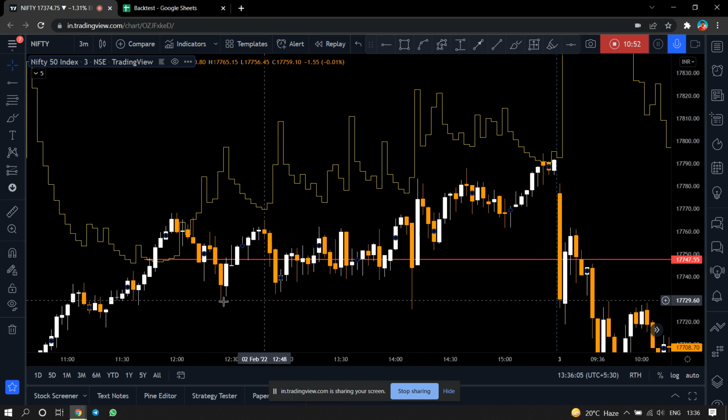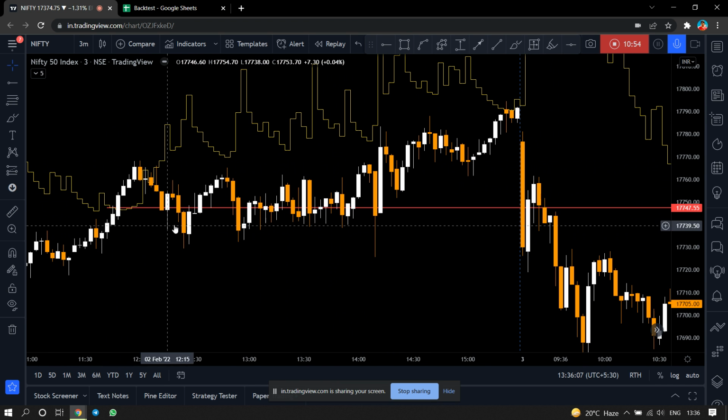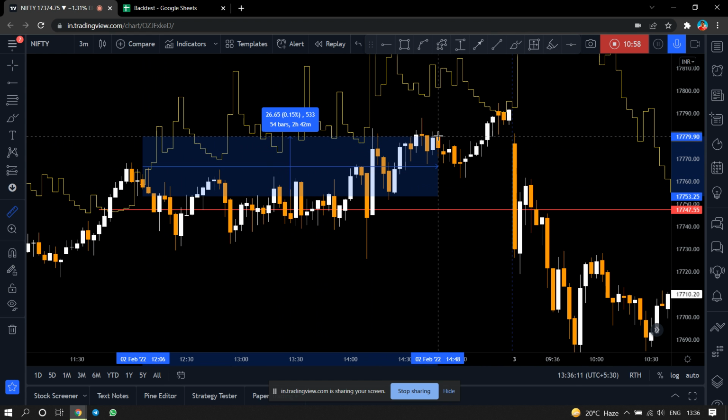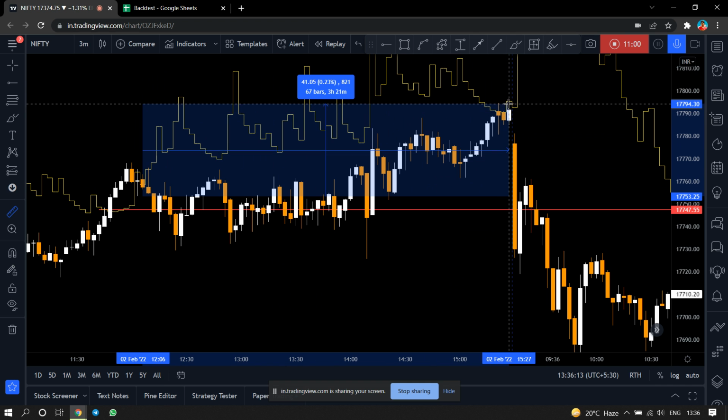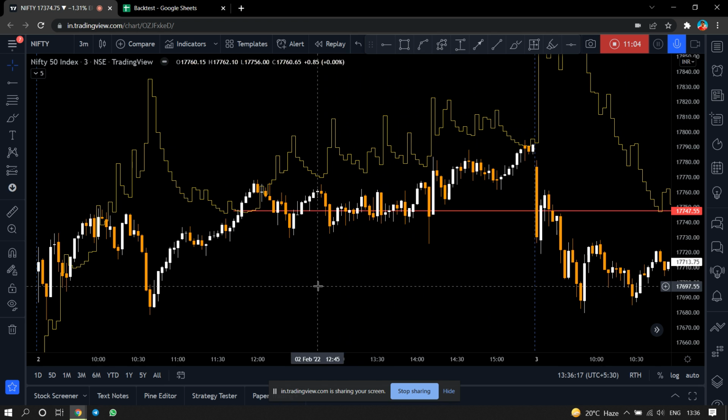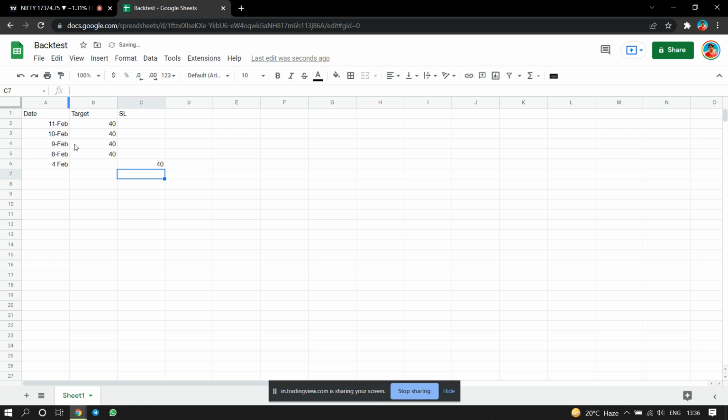You'll see the Nifty was not having any momentum. It kept on trading in a range, but still at the end of the day, we were able to get our 40 points. Almost at the closing of the market, we were able to get our 40 points. So on 2nd February, again, we got 40 points.